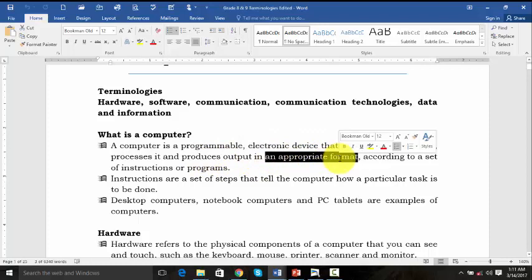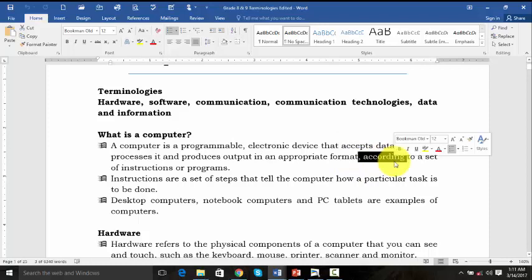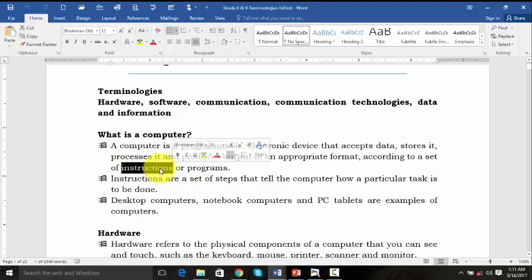Then after storing it, it processes it and produces output in an appropriate format. Here, what they mean by saying an appropriate format is it does the work according to what the instructions have been set. So it will give the results according to the input which is there. That is according to a set of instructions or programs. So in this case, we are saying we can use either the word instructions or the word programs.